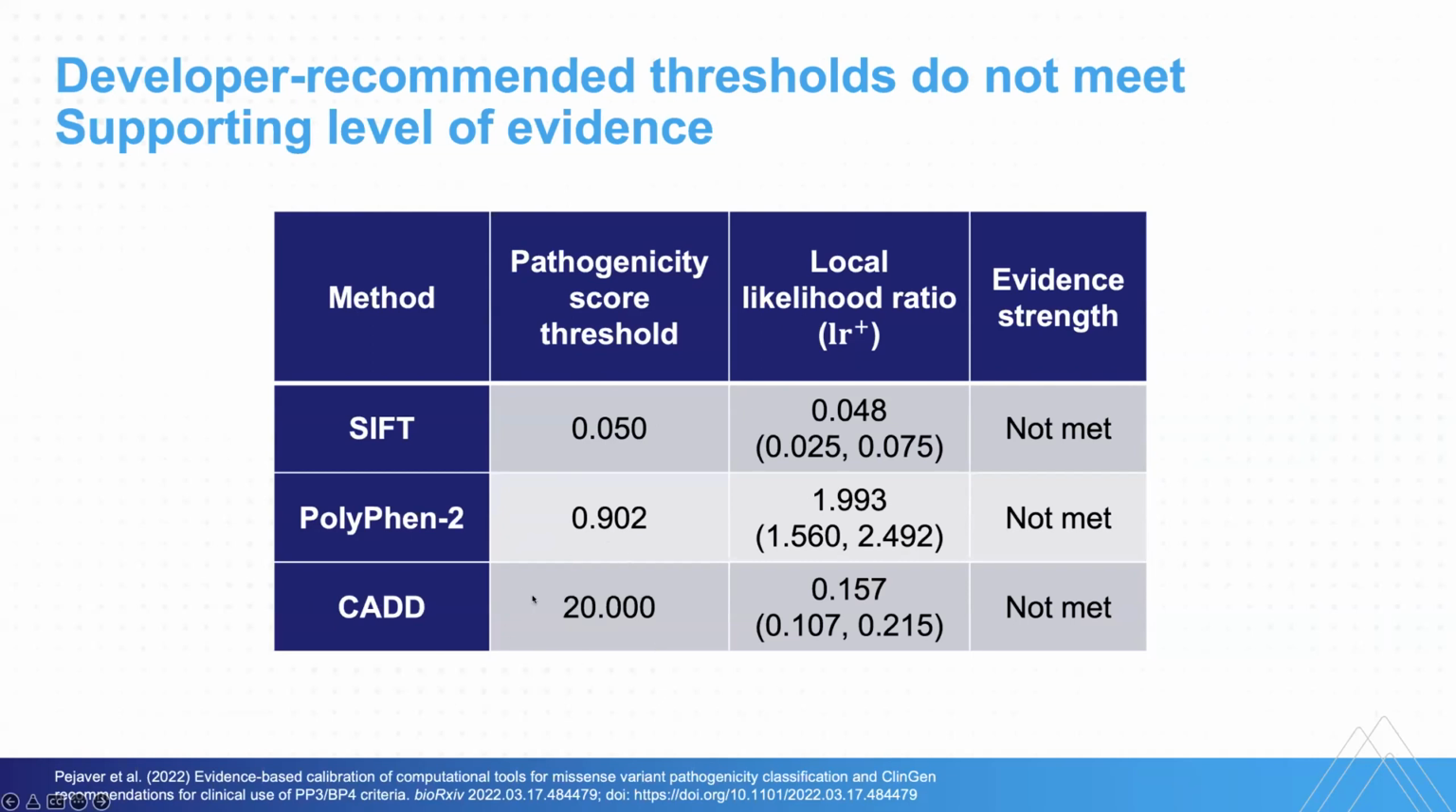Note that in some of these cases, these thresholds are built into the tool, and in some of these cases they're not hard recommendations, but ballpark recommendations made by the developers. And none of these actually meet the threshold for even supporting evidence. So this is just to drive home the point that these methods are not necessarily calibrated for clinical use. There are other thresholds, as we saw in the previous picture, that will get us to supporting and moderate, but the default thresholds aren't necessarily the ones.